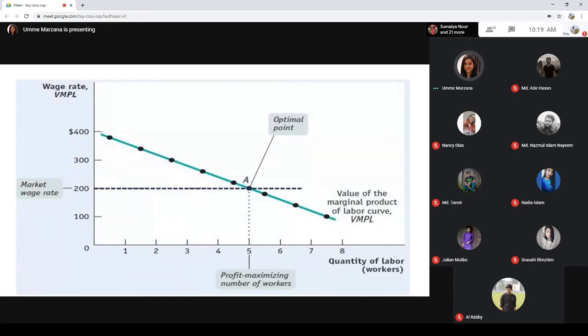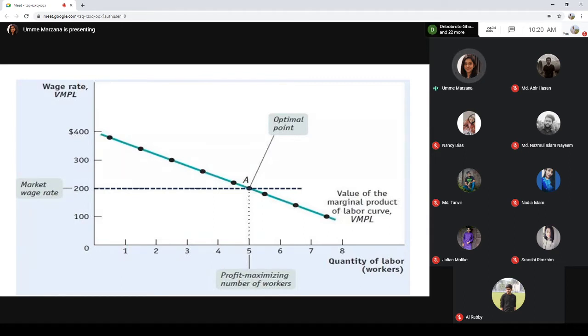I'll repeat it. So, we discussed how many workers a firm should be hiring. We looked at that in the last class. We saw that marginal decision making applies here. The firm will compare the marginal benefit of hiring a worker and the marginal cost of hiring a worker. The marginal cost is simply the wage paid to every worker, and the wage is the market wage determined by the market demand curve for labor and the market supply curve of labor.